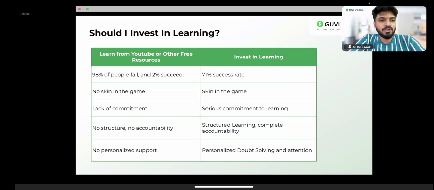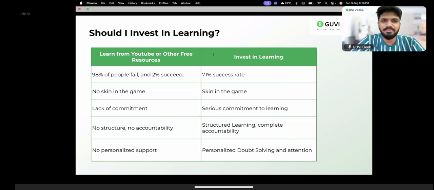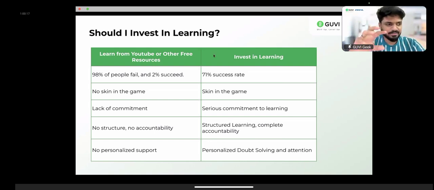So if you talk about learning from it, you can see these differences. Almost 98% are failing. Why? Because people are not able to know where to start, what to prepare, what not to prepare. These kinds of issues are there. This is the main reason 98% of people fail. And here you can see 71% is the success rate, because I am paying for it, and obviously I will have that kind of enthusiasm to start the preparation.